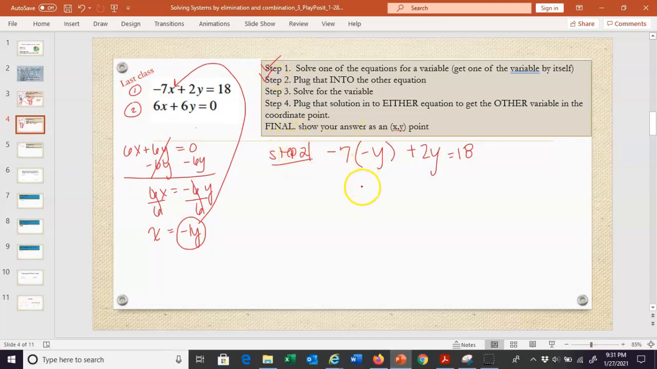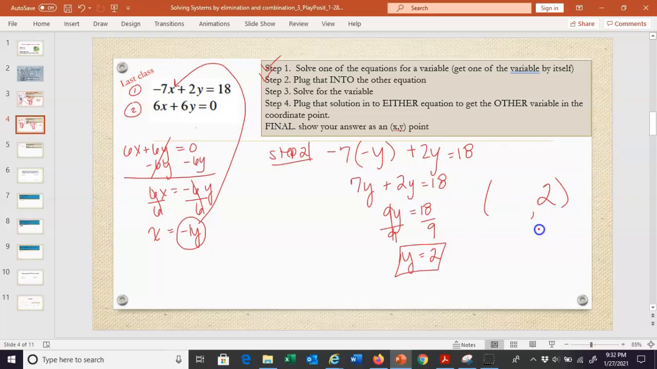Step number 3, solve for the variable. So we're going to get y by itself. So a -7 times a -y is a 7y. And then we can combine like terms. So we have 9y equals 18. And divide by 9 is 2. Cool, so we have half of our solution. Remember our solution, we're going to get that coordinate point where they cross. So our y value is 2.